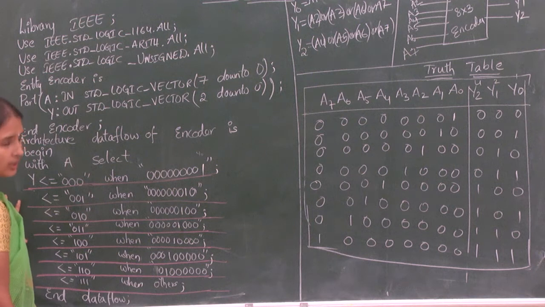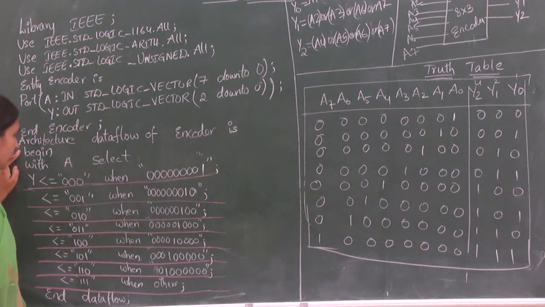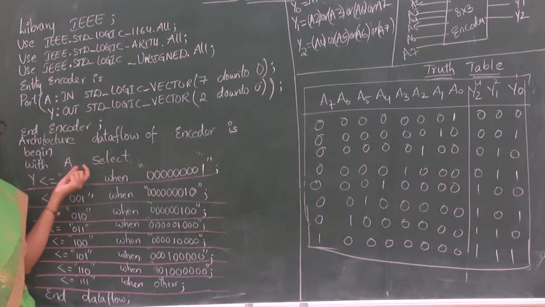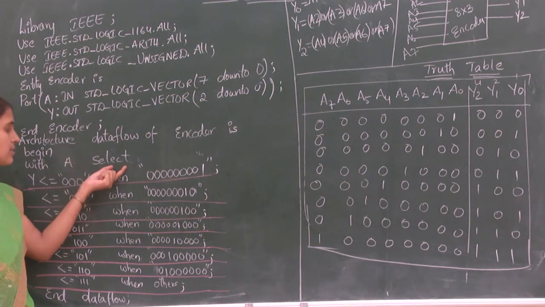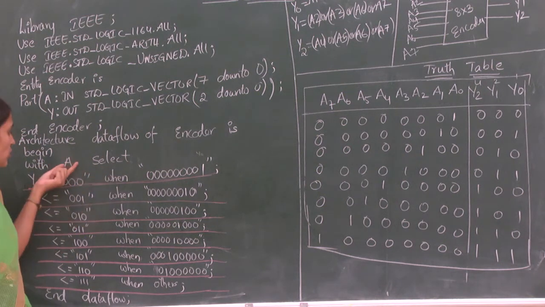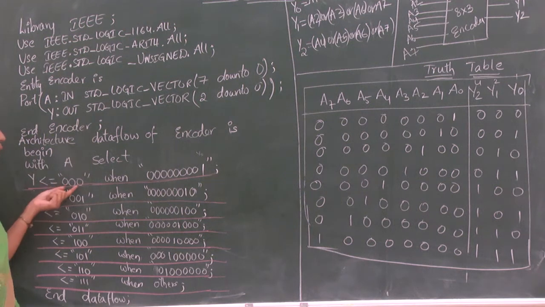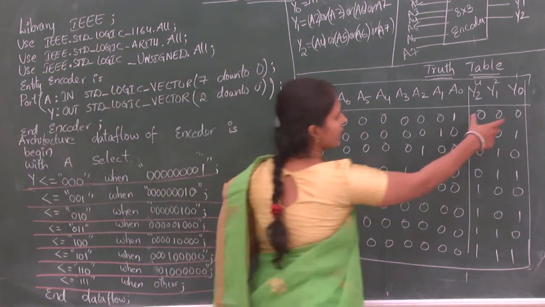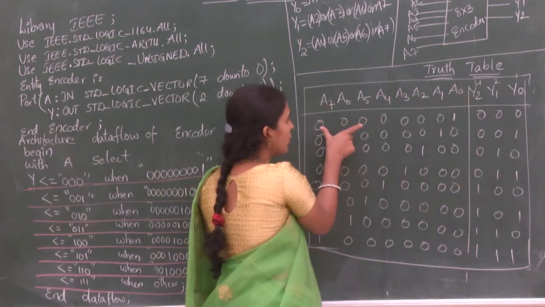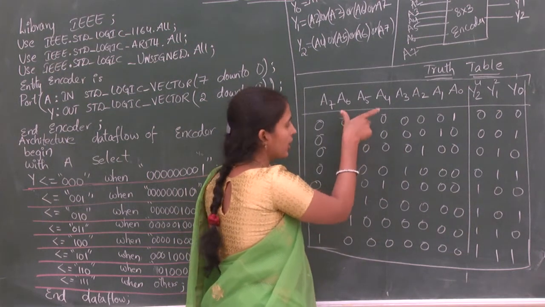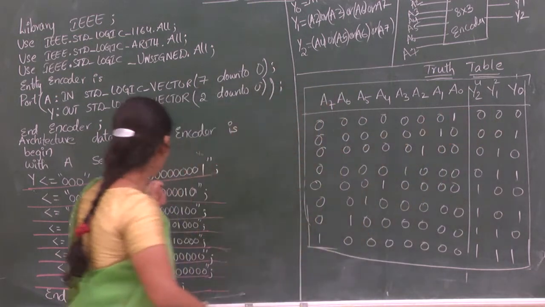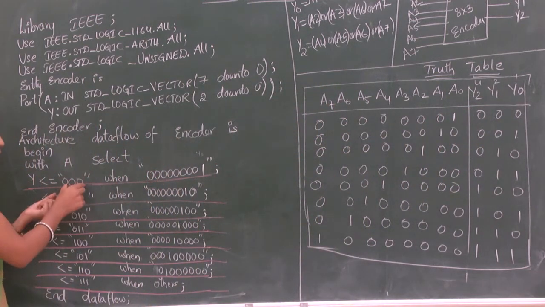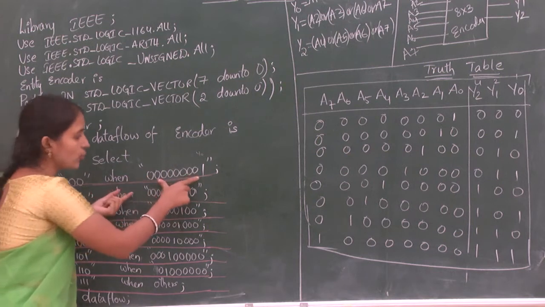Now coming to the data flow model of the 8 by 3 encoder. Begin. Here I am using a with select statement, with A select. If A is this input, then Y is equivalent to 0, 0, 0. If you give this input, then the output will be 0, 0, 0. In the same way, the Y output will be 0, 0, 0 if you provide this input.